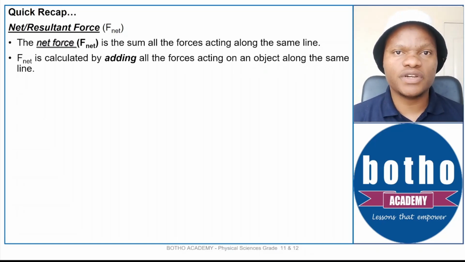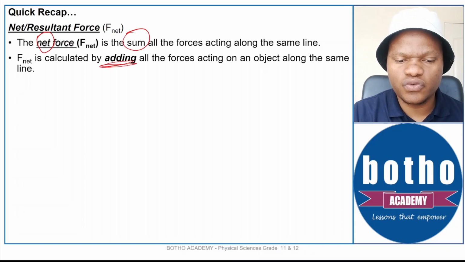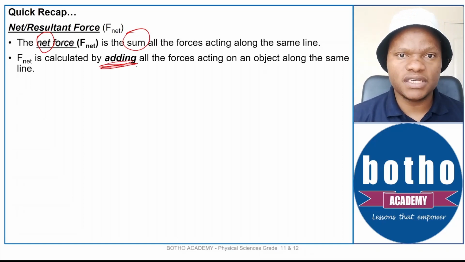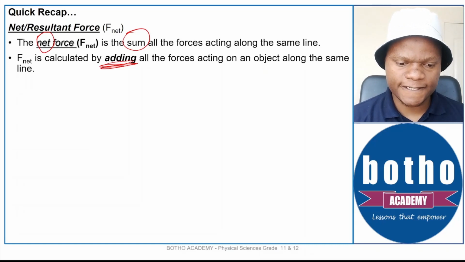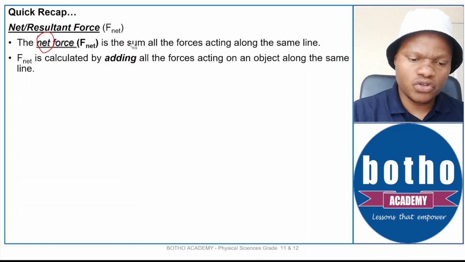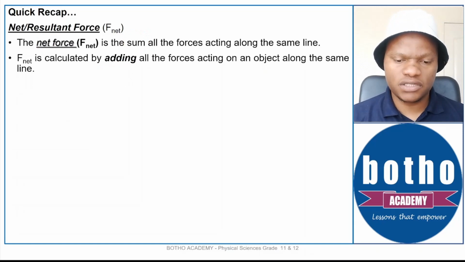But for now, I want us to understand that when we see the word net or the word sum, it has to do with the calculation of adding. It means there are some additions that will be done. We'll be doing some adding in this case. All right. So to get the net force, we are required to add all the forces acting on the object.